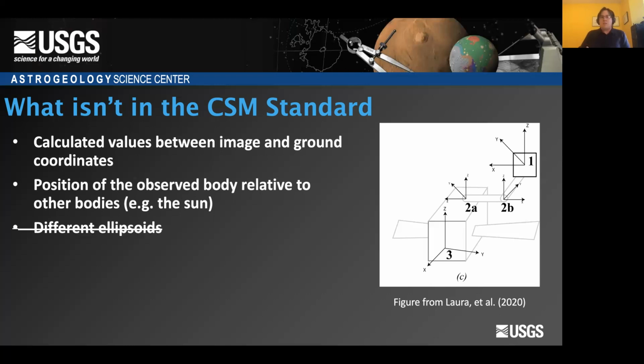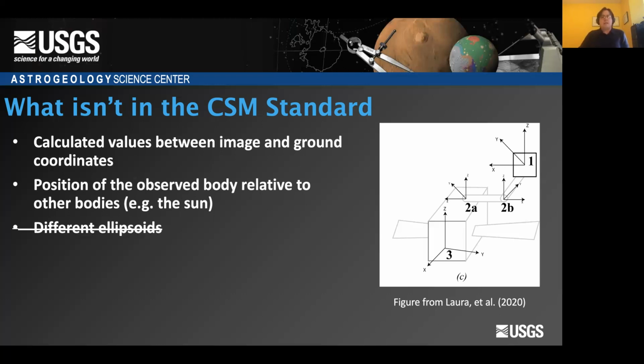Similarly, we don't know the position of the observed body relative to other things. The most common example is the sun. We can get things such as illumination directions, but we cannot necessarily get distance to illuminating objects. So if we're doing some sort of image calibration, we want to be able to get the distance to the sun from a given ground point so that we know how to put the solar distance into the calibration equations. We unfortunately can't do that with just the CSM standard. We're currently investigating different ways that we can try to add extra information to do that sort of stuff.